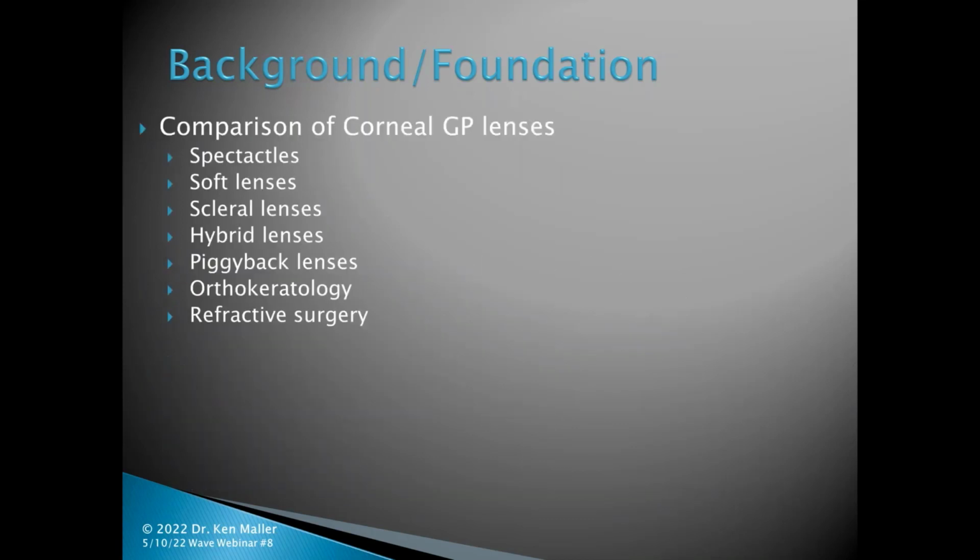Now, comparing corneal GP lenses with this list of other optical corrections, I want to talk about vision quality. We can all talk about any of these options as correcting ametropias and providing vision for the patients. But generally speaking, and as I said before, even the haters of GP lenses would acknowledge the fact that corneal GP lenses seem to reign at the top of the vision quality that they could provide for the patients. They definitely would beat out spectacles and soft lenses.